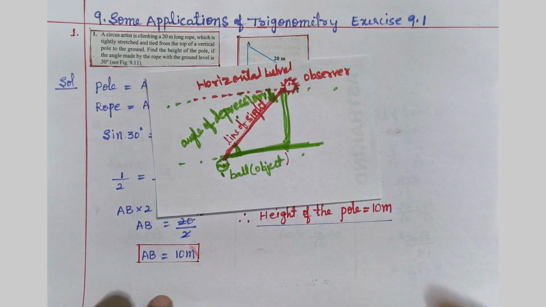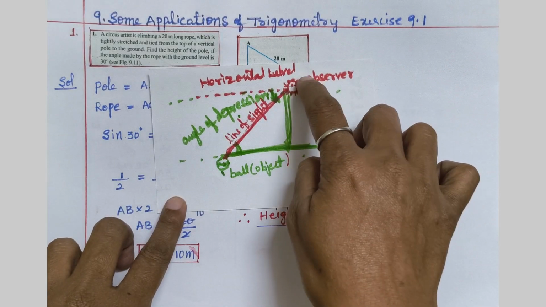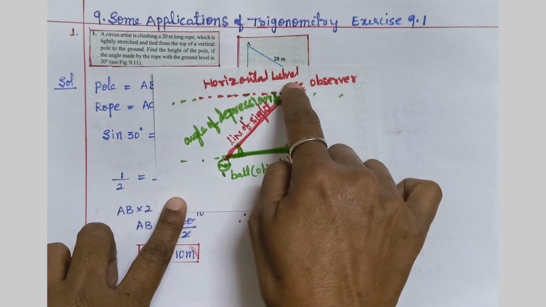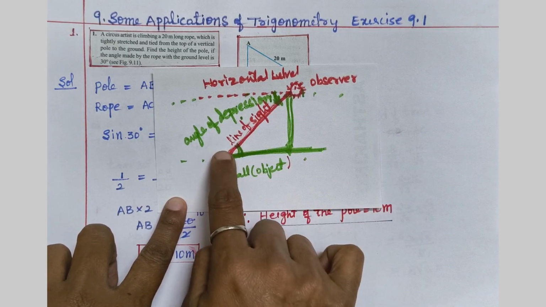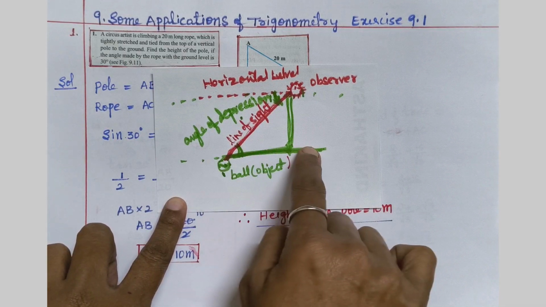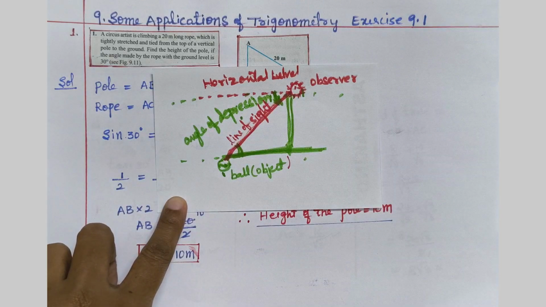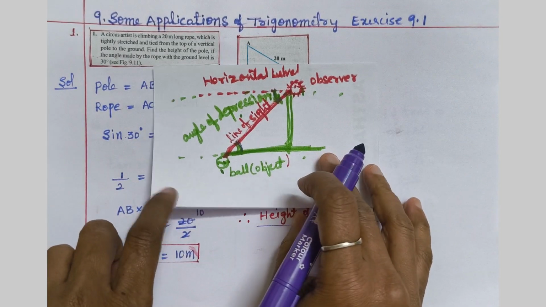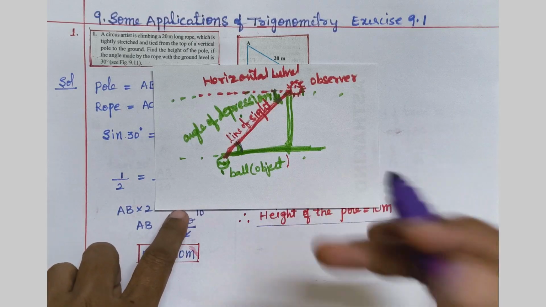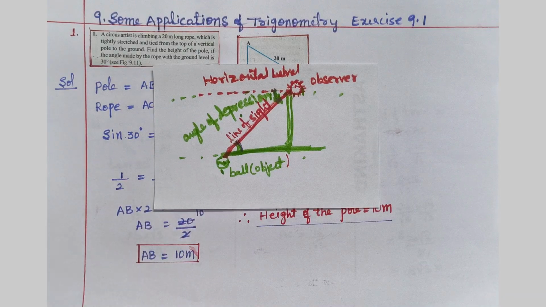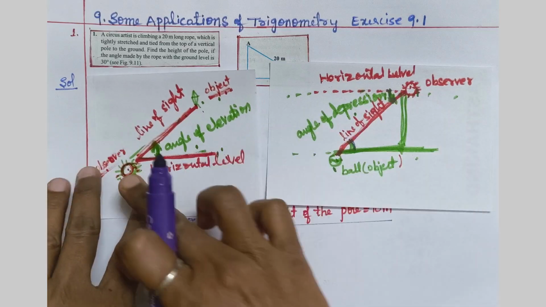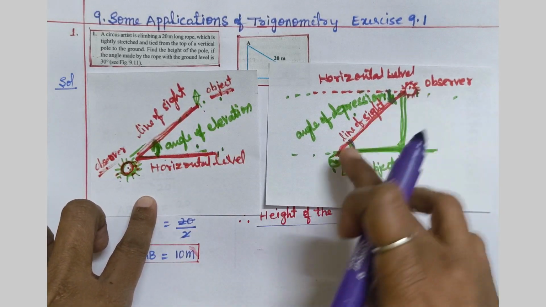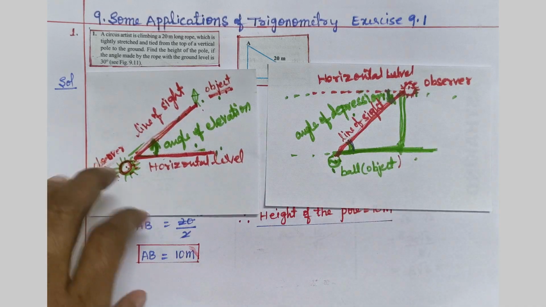Next point, angle of depression. When you are seeing from upside to downside, this is a horizontal line, this is a line of sight, and this is a ground level line. So this angle is equal to this angle. This is the angle of depression. When you are seeing upside, that is an angle of elevation. You are seeing downside means it is an angle of depression.